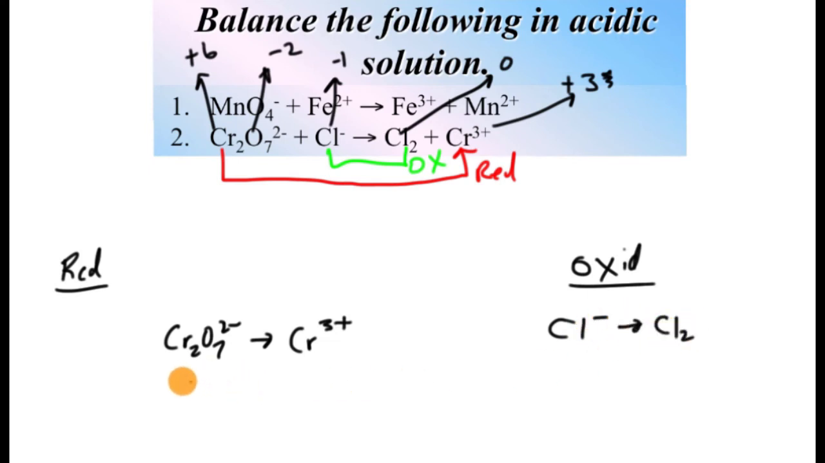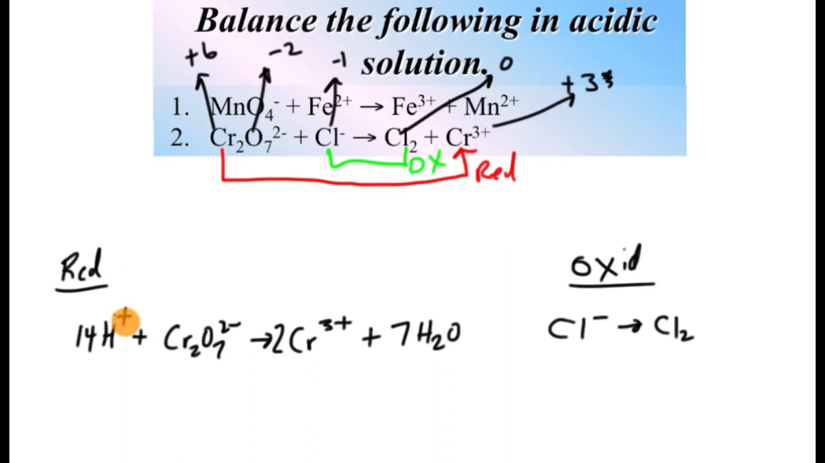Alright, so come over here, balance my chromiums. I need 2 chromiums here because I have 2 of them on the other side, so I have to put a 2 in front. Balance my oxygen, so therefore I need 7 waters because I balance the oxygens with water. Hydrogens are now balanced with hydrogen ions on the other side, so I need 14 hydrogen ions on this side. Alright, so hydrogens are balanced, 14, 14, 7 oxygens, 7 oxygens, chromiums are balanced.